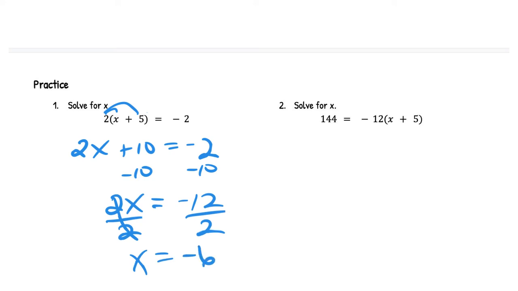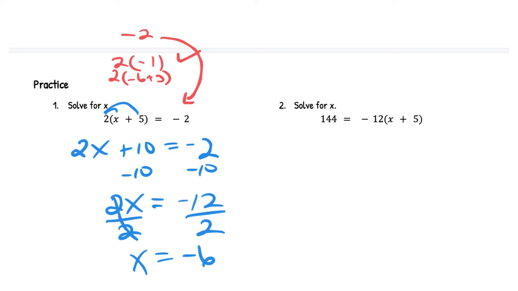And then just go off to the side, do a quick check. I'm going to do mine right above here. So I'm going to go 2 times negative 6 plus 5. Negative 6 plus 5 is negative 1. 2 times negative 1 is negative 2. So they are the same. Check, got it right.